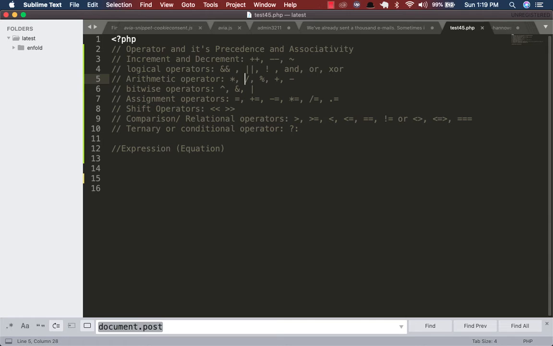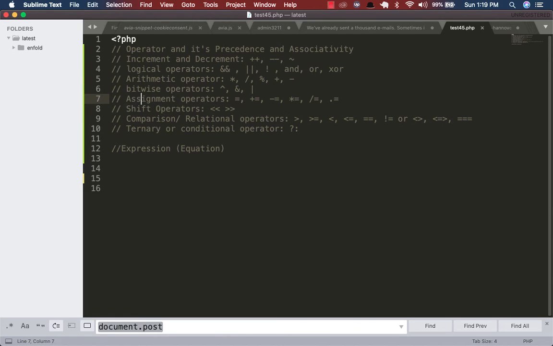This one is multiply, divide. This one is, I think, a remainder operator, or we call it modulus operator, and this one is a simple addition operator, and this one is subtraction. And the next one is bitwise operators. This one is exclusive or, this one is bitwise and, and this one is bitwise or.